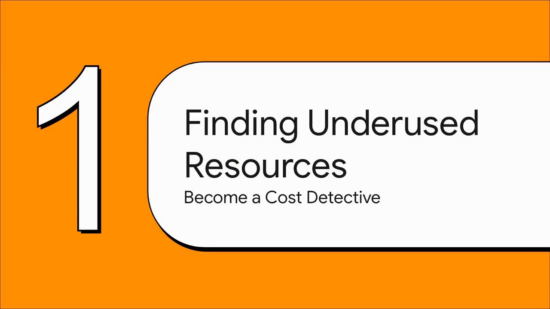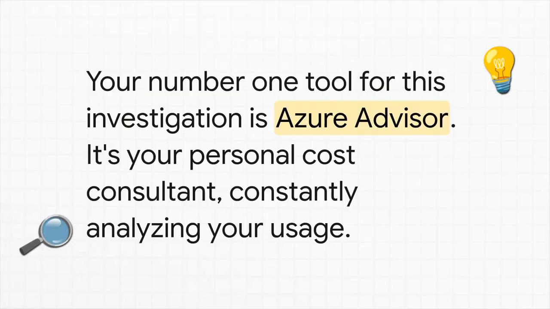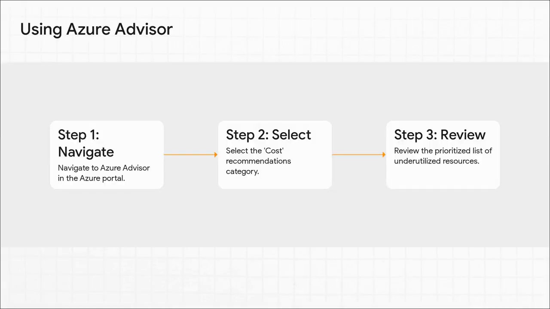Our first mission, should we choose to accept it, is to put on our detective hats. We need to go investigate and find out exactly where the money is going, and more importantly, identify those resources that just aren't pulling their weight. And you don't even need any fancy, expensive third-party tools to get started. Microsoft gives you a fantastic one for free right there in the portal. It's called Azure Advisor. You should think of it as your own personal cost consultant, constantly analyzing your usage and flagging opportunities for you to save some cash. And using it is incredibly simple. Seriously, you just navigate to Azure Advisor, you click on the cost category, and bam, Azure hands you a prioritized list of potential savings. It's designed to be super straightforward and point you right to the biggest wins first.